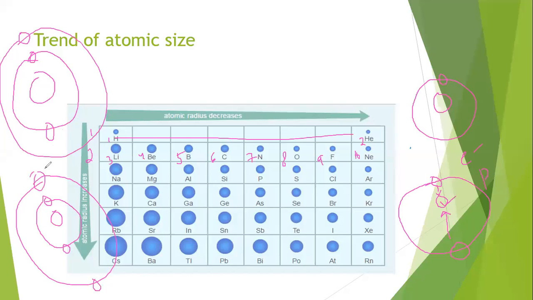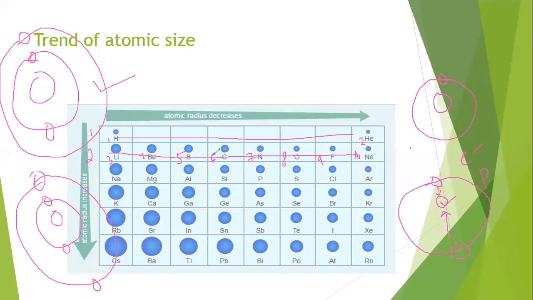So when the electrons are increasing, the nuclear effect will increase. These electrons will be attracted towards the nucleus. They feel more nuclear effect than the atom which has fewer electrons. So that's why if you see in this period, atomic size will decrease.